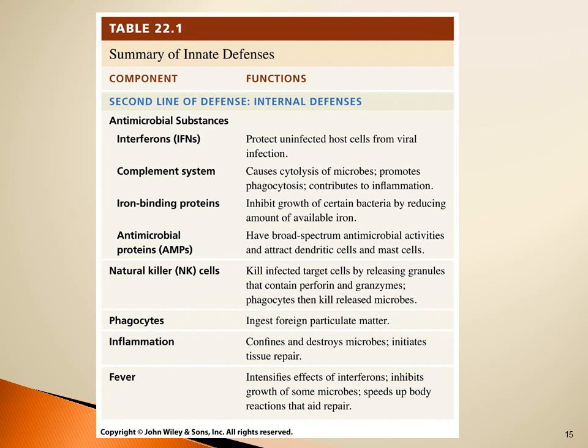With this slide, we finish this part of the immune response, which was the innate immune response. In the coming lecture, we'll speak about the adaptive or acquired immune response.